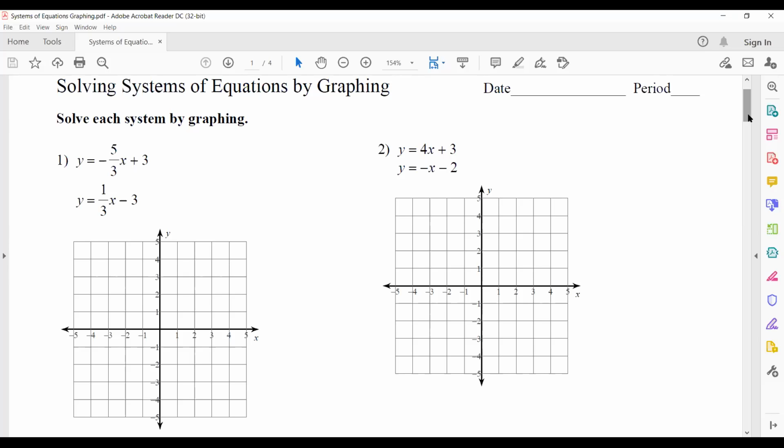So if you see a question on the test that asks you how many solutions are possible in a systems of equations problem, those are your 3 answers. 1 solution, no solution, infinite solutions. These first 2 have a mixture of positive and negative signs on the slope. So they are going to cross somewhere. Those are both going to be 1 solution graphs.